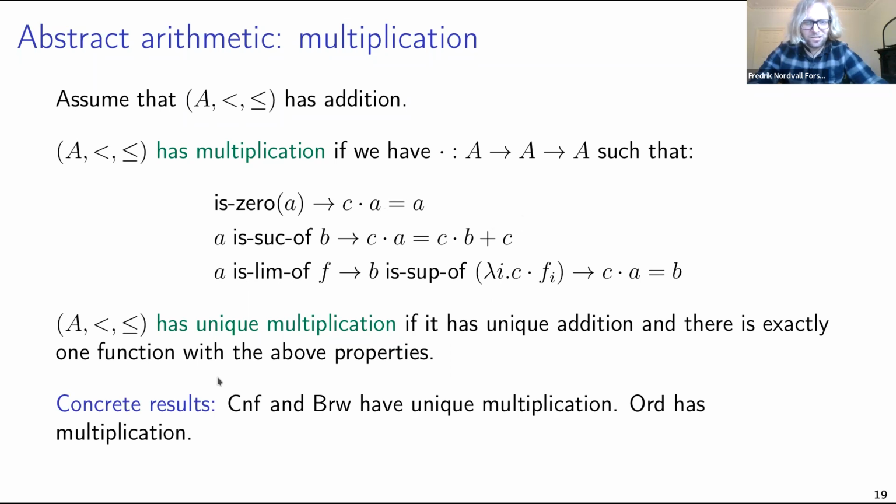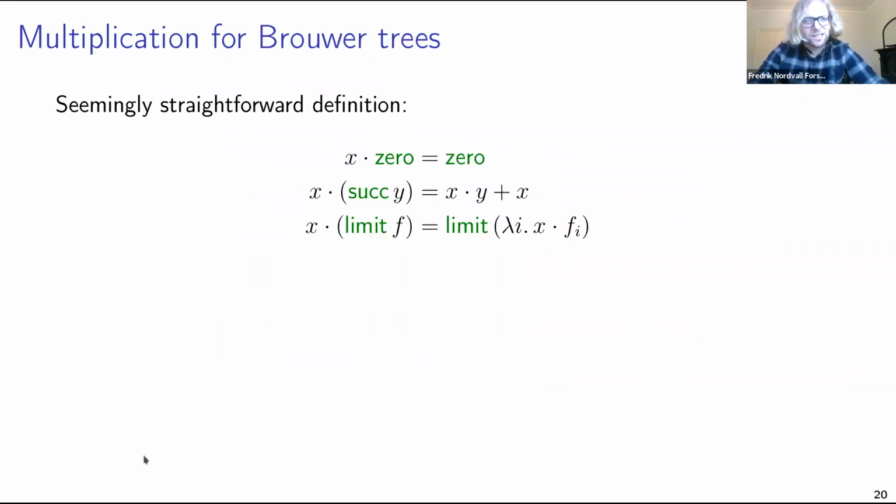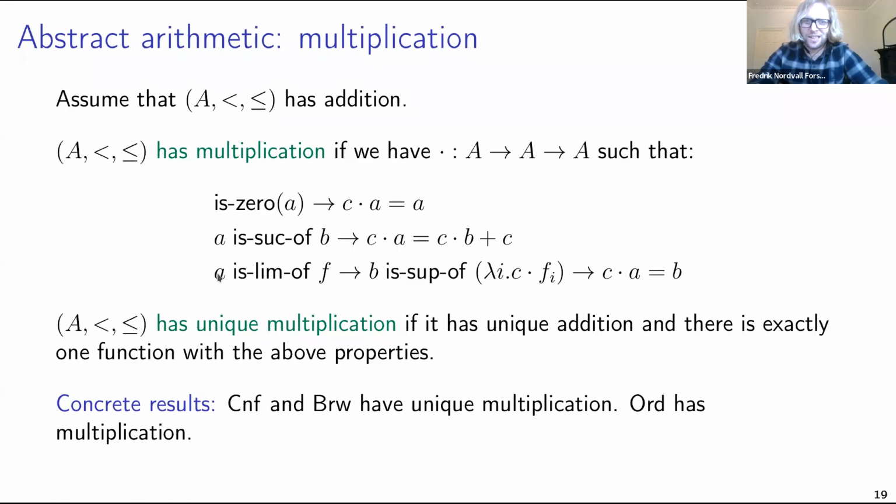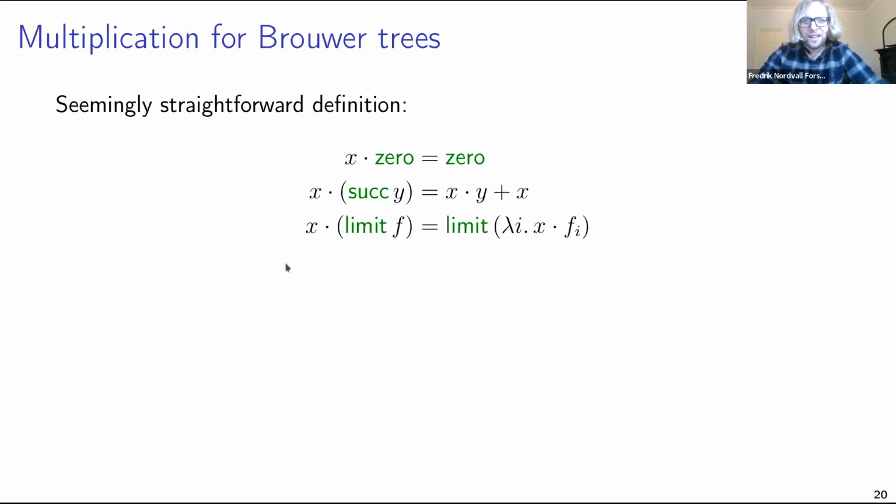And concretely, you can again show that CNF and Brouwer trees have unique multiplication. And again, classically, ordinals should have unique multiplication, but constructively, we've only been able to prove that it has multiplication. But here's one little subtlety with Brouwer trees, where seemingly you would have a straightforward definition just following exactly these specifications, right? It's telling you what to do with a zero, what to do with a successor, and with a limit. So you would think that you could just say x times 0 is 0, x times a successor is the right-hand side it had to be, and x times a limit has to be a limit of the things.